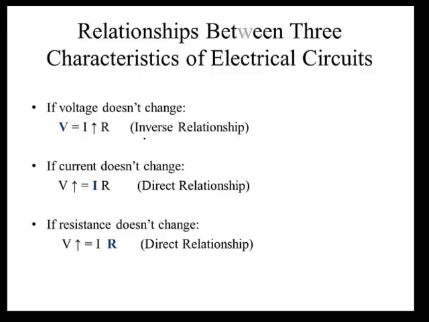Now, there's a relationship between the three characteristics of electrical circuits. And if the voltage does not change, and I've made voltage be blue in here, if your current goes up, what has to happen to your resistance? Well, in order to ensure that V stays the same number, your resistance has to go down. And so these are an inverse relationship.